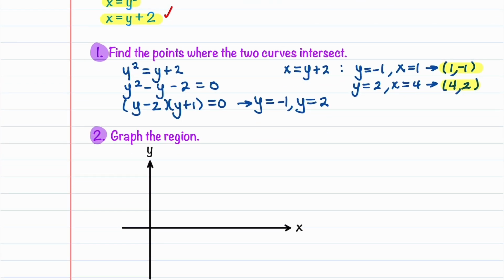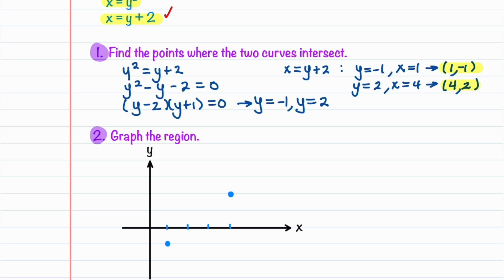In step 2, we are going to graph the region. We are going to start by plotting these intersection points that we just found. The first point is 1, minus 1, and let's put that point right here. And then our next point is 4, 2. Let's march out 4, 1, 2, 3, 4, and up 2. We're going to hold off on labeling these points until we go ahead and graph our curves. That's what we're going to do now.